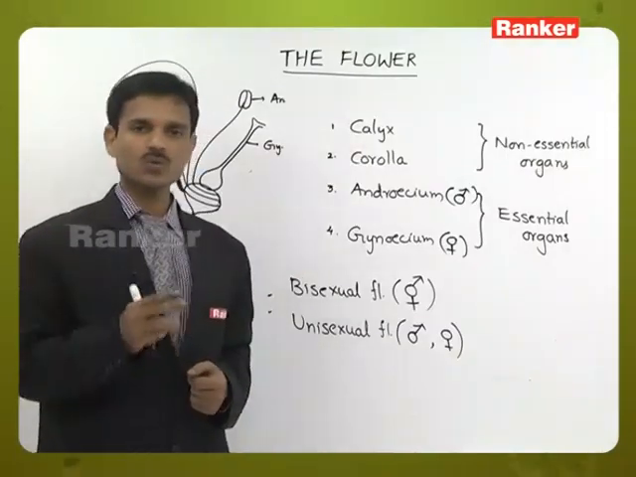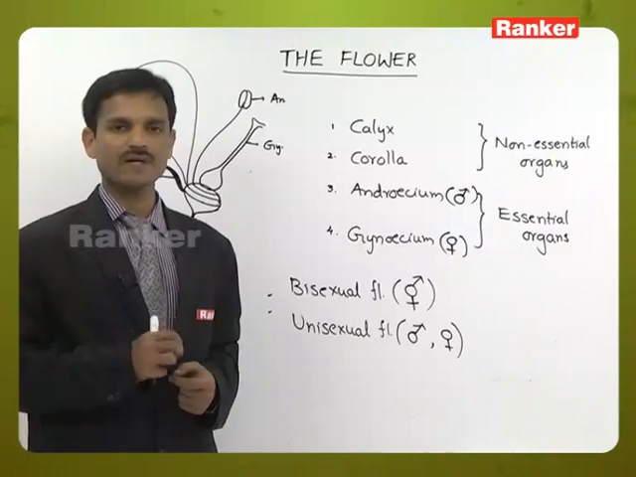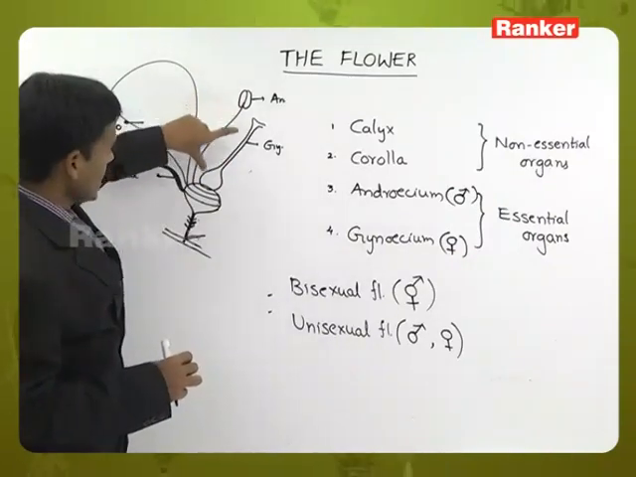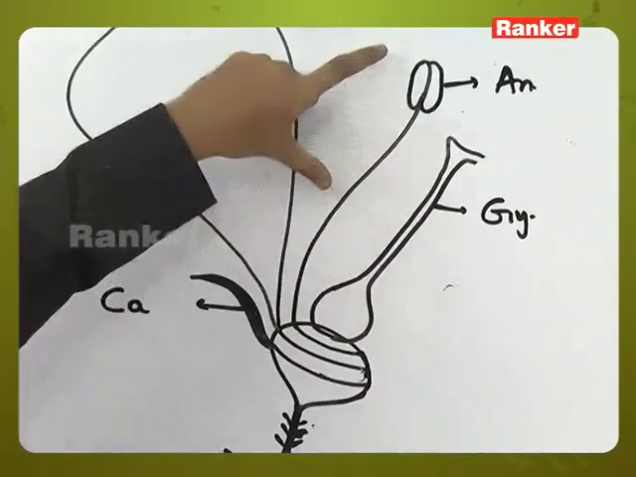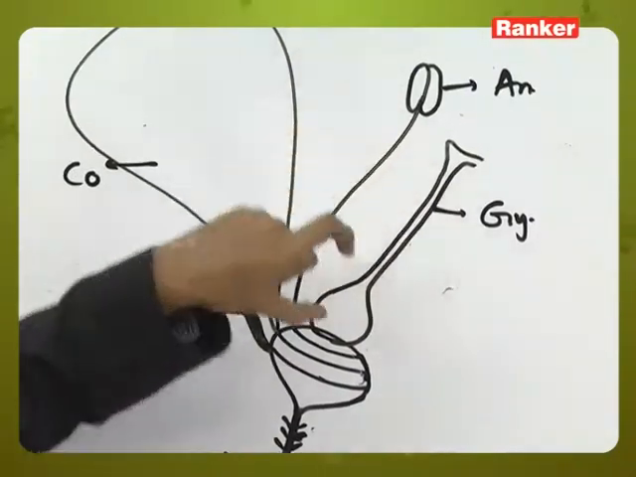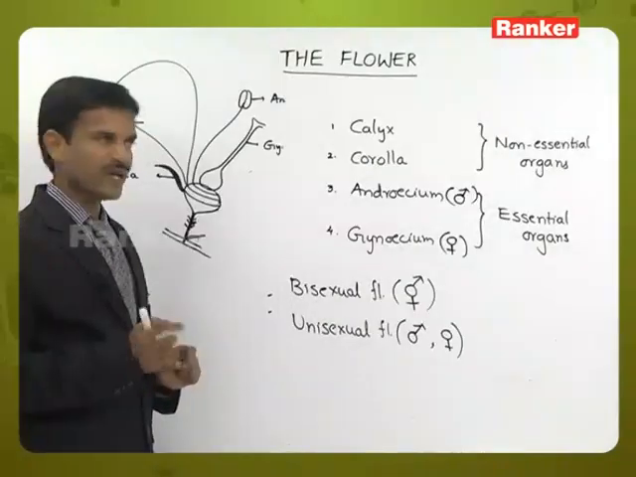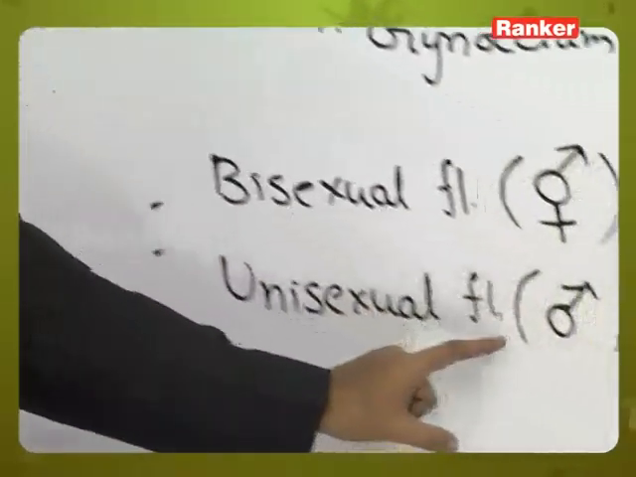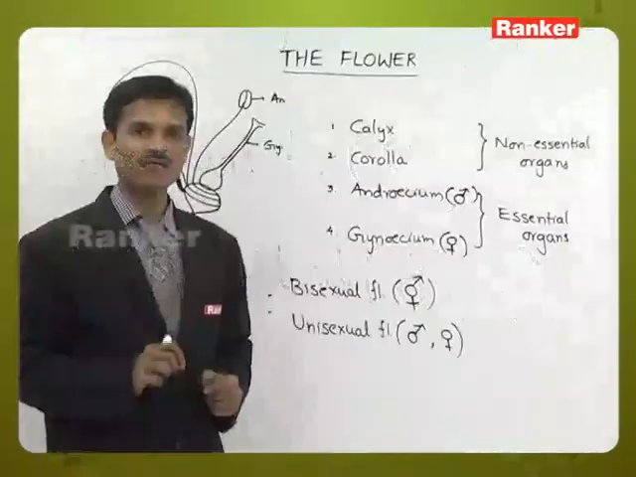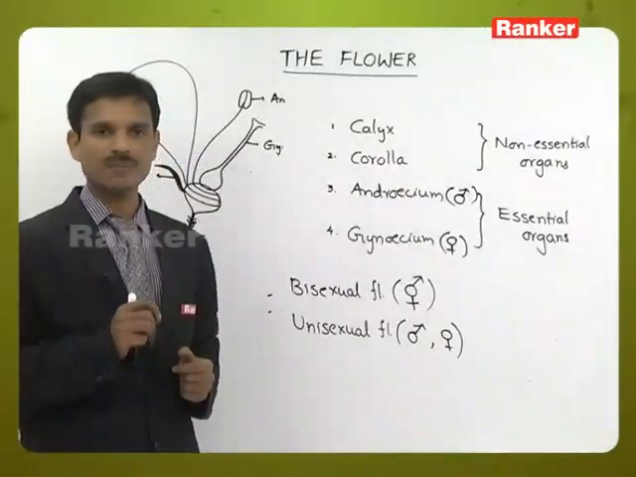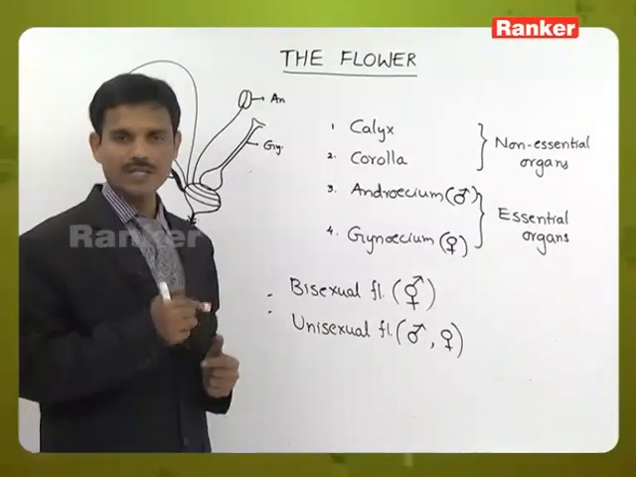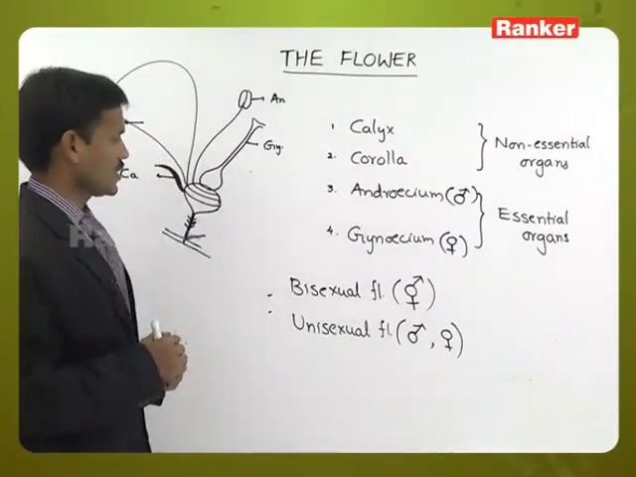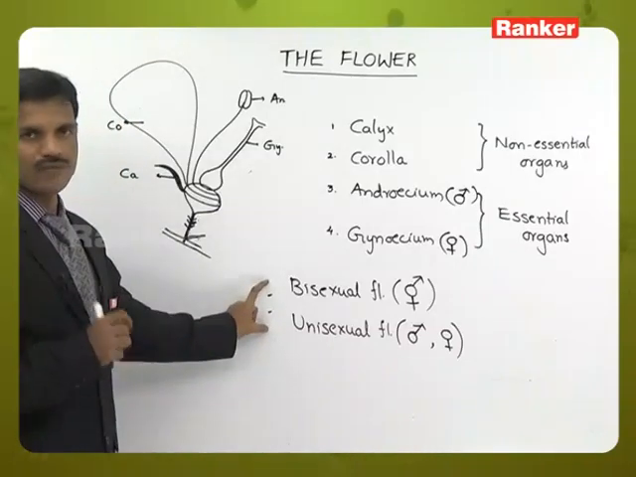Bisexual flower is having two sexual organs within the same flower. So it is androecium and gynoecium both present. It is bisexual flower. If any one is missing, it is called as unisexual flower. These are of two types, male and female. If only stamens are present, it is a male flower. If only gynoecium or carpels are present, that is a female flower. So, it is about sexuality of a flower.